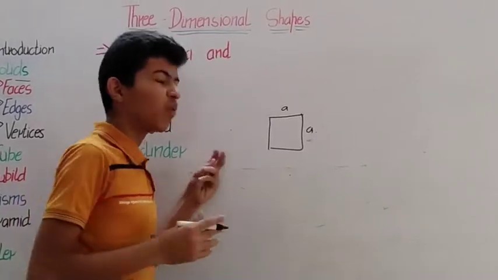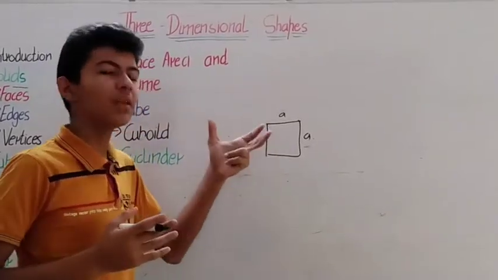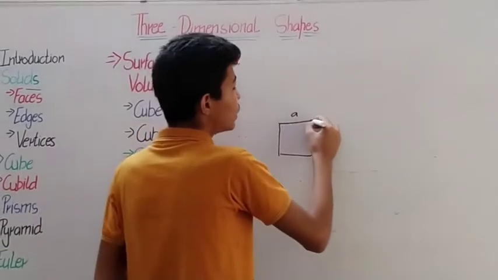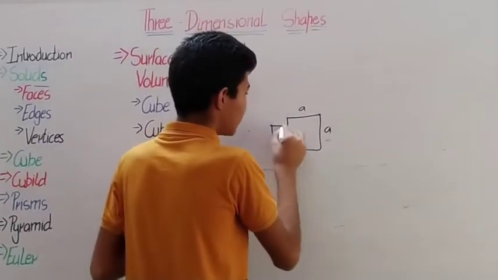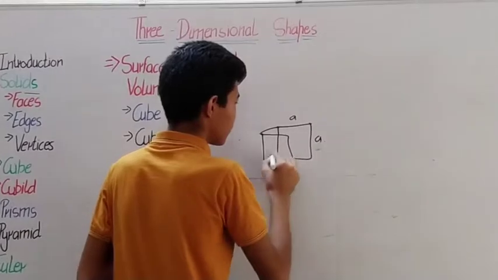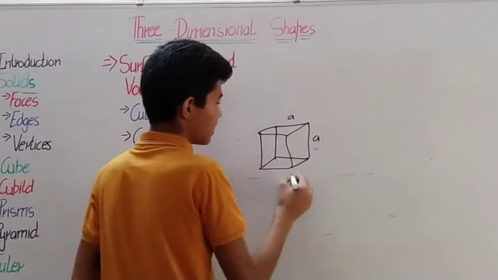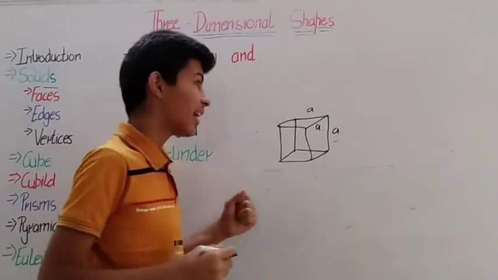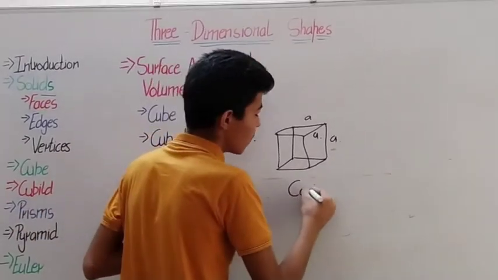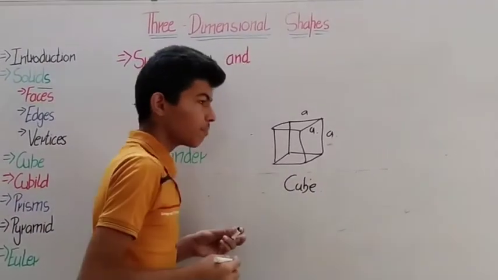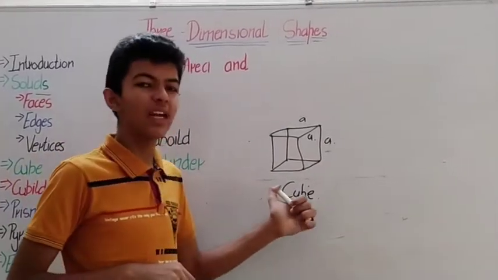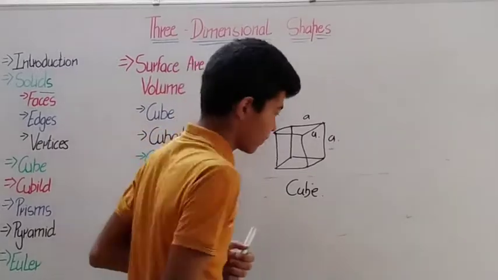So now what if I stack up these squares many times until I get the height also as A? So I get this height also as A. So what do I get? This is known as a cube.